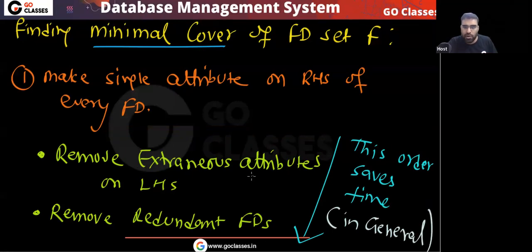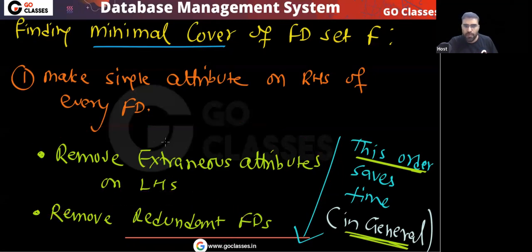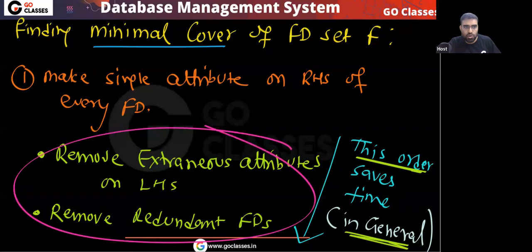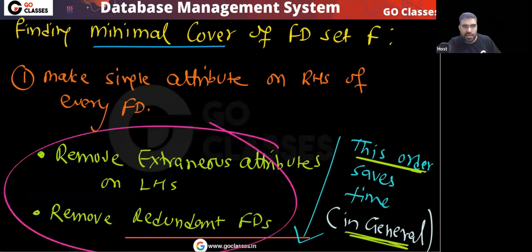But of course, you can do in any order. Remember, it can be done in any order, but this order generally saves time. Did you understand my point? See, this is a misconception. Many students think first we have to do this, then we have to do that. No, you can do in any order, any mixing. Whatever you want, you can do. You can remove the extraneous attribute on the LHS and remove the redundant FD in any order.